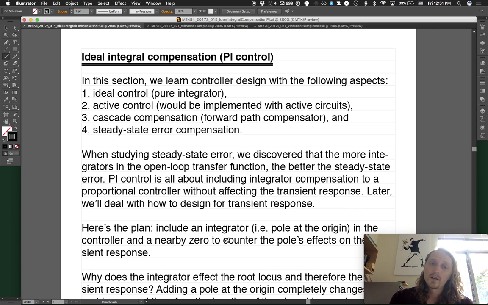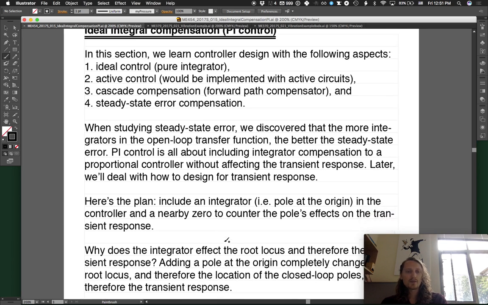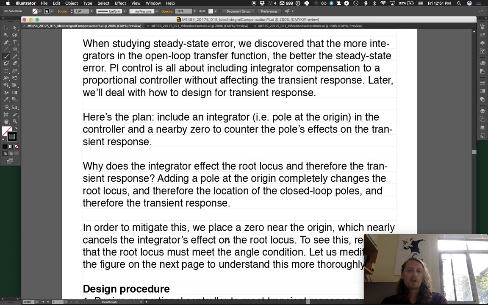When studying steady state error, we discovered that the more integrators in the open loop transfer function, the better the steady state error. PI control is all about including integrator compensation to a proportional controller without affecting the transient response. Okay. So we would like to affect steady state error but not transient response. Later we'll deal with how to design for transient response specifically, but for now we're going to try to leave the transient response untouched, or hardly touched is going to be more like it.